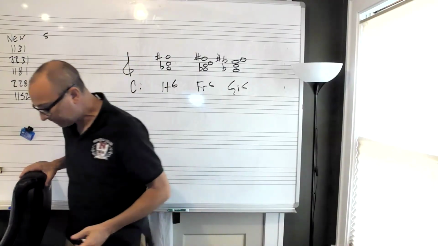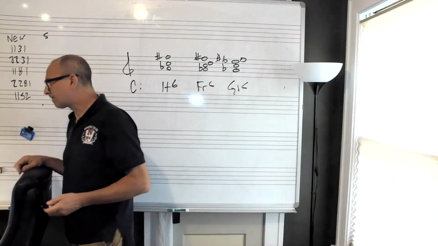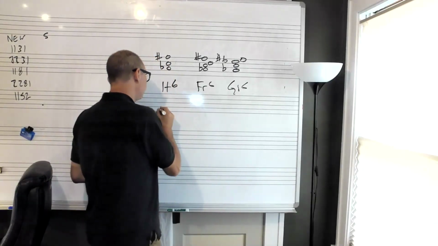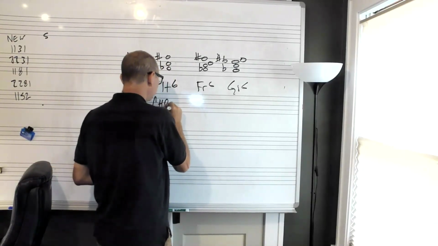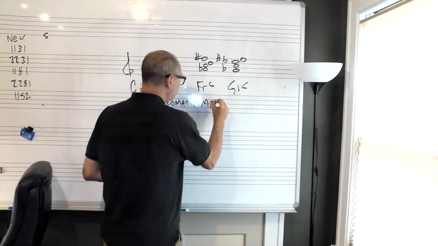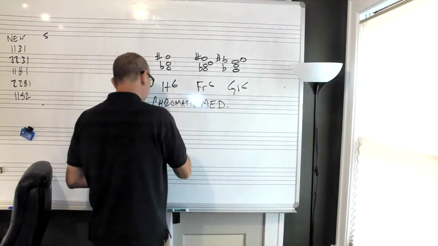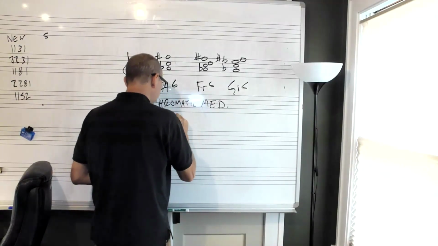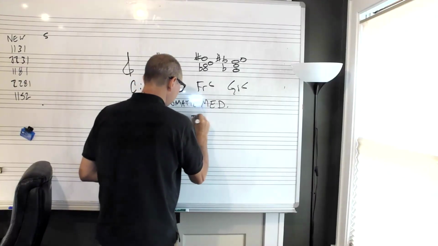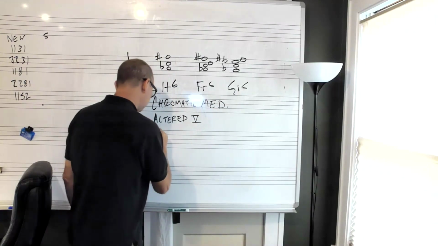Let's see. The other chords that they may test you on are the chromatic medians, and then finally the altered dominants. Oh, one more, extensions of dominance.